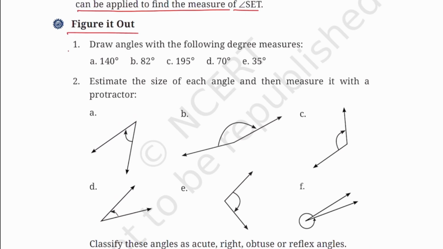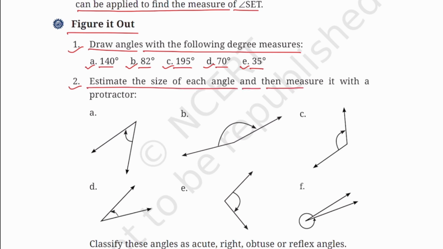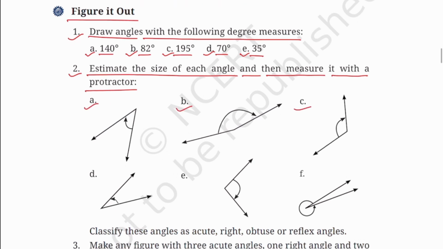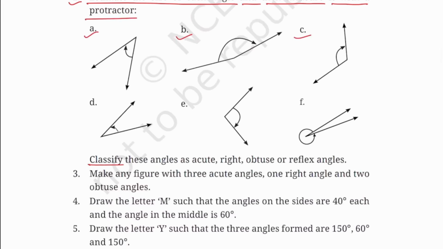Figure it out. 1. Draw angles with the following degree measures. A. 140 degree. B. 82 degree. C. 195 degree. D. 75 degree. E. 35 degree. 2. Estimate the size of each angle and then measure it with a protractor. A. This one, and this one, and so on. Classify these angles as acute, right, obtuse, or reflex angles.